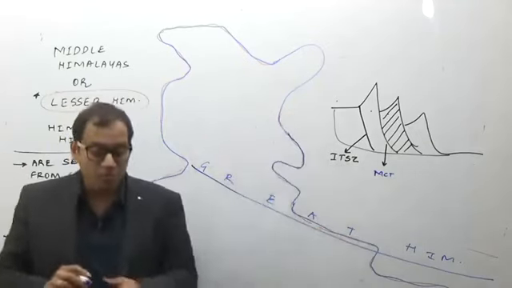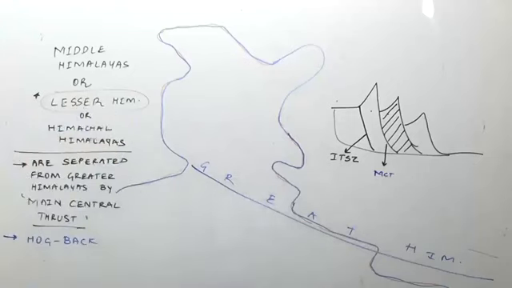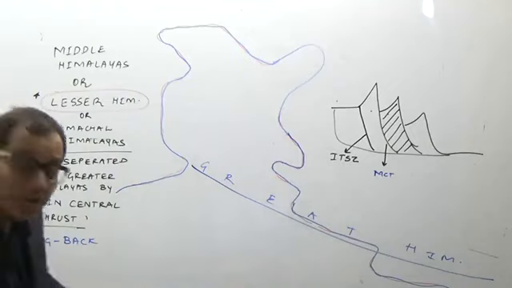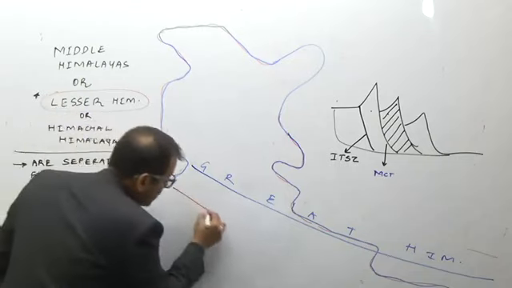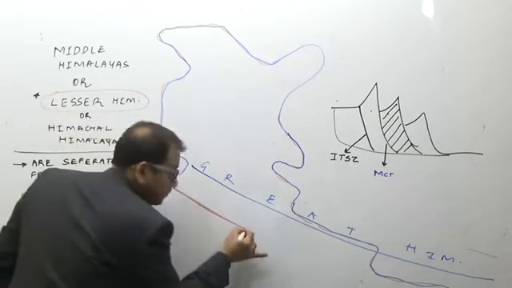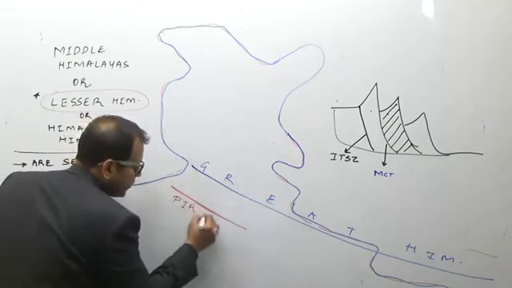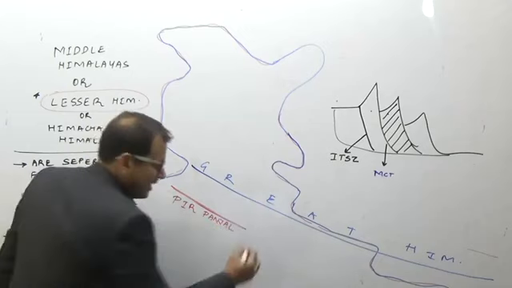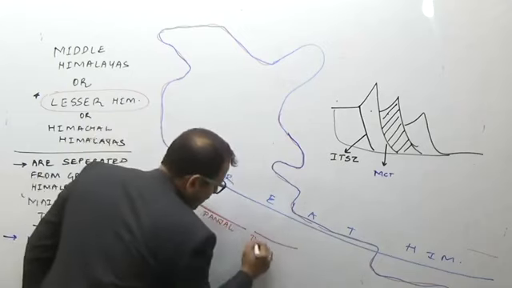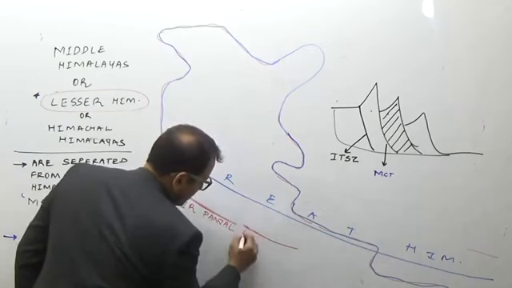Now, what is more important from your exam point of view about the Himalayan ranges, about the Middle Himalayas, is that the Middle Himalayas are known by different names. For example, in the state of Jammu and Kashmir, these are known as the Pir Panjal ranges. In the state of Himachal, these are known as the Dhauladhar ranges.